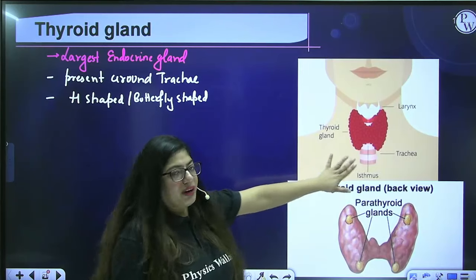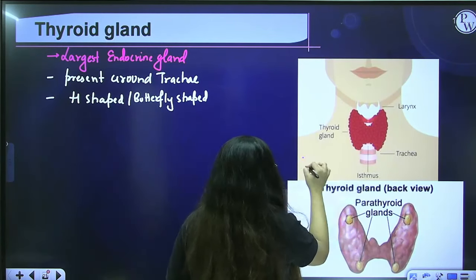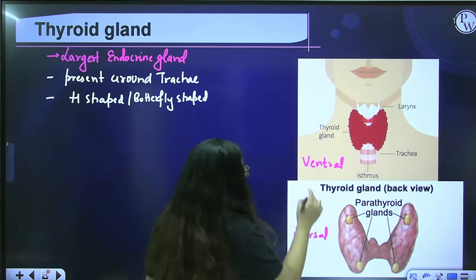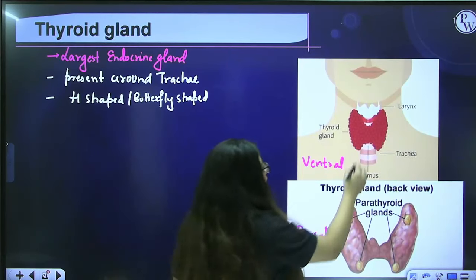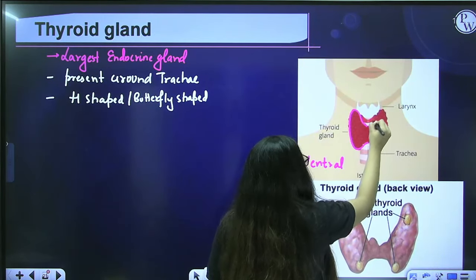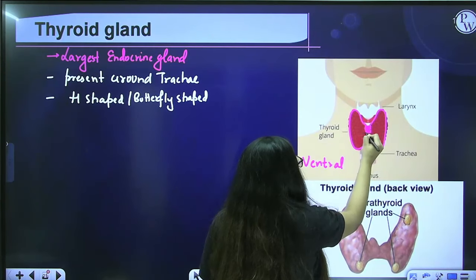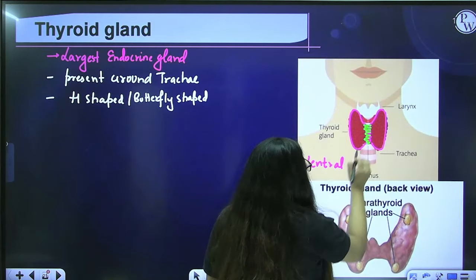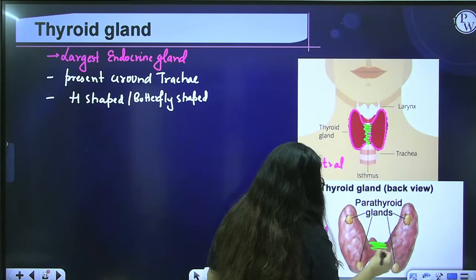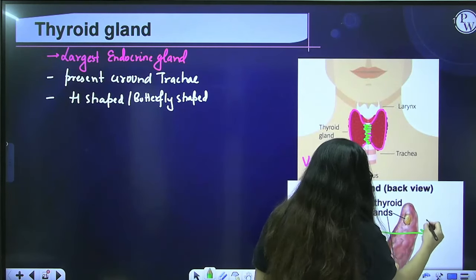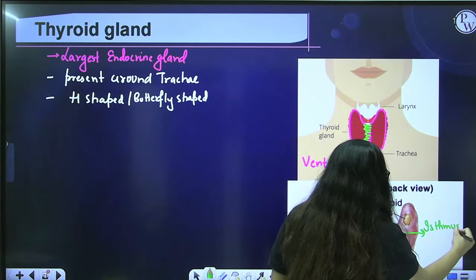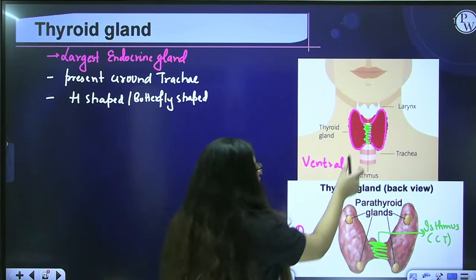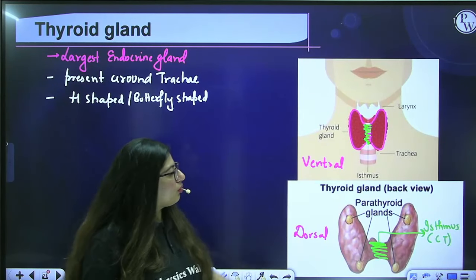So you can say this is a ventral side diagram. This is the ventral side, and this is the dorsal side. If you see through the ventral side, it is H shaped. You can see two large lobes are present, and they're connected by this portion which is made up of connective tissue. This portion, you call it the isthmus. I'm writing it here. This is known as the isthmus. An isthmus is made up of connective tissue. It joins the two lobes of your thyroid gland.